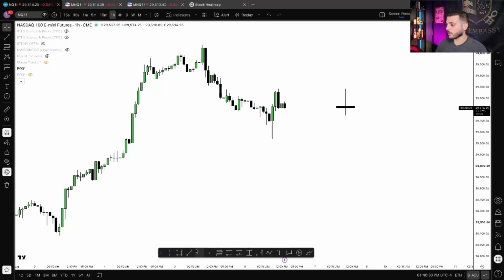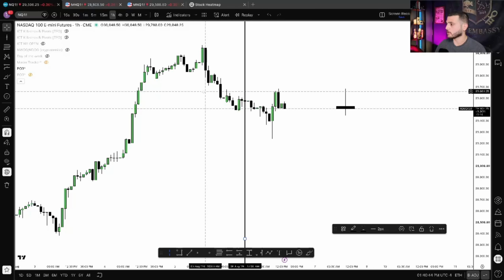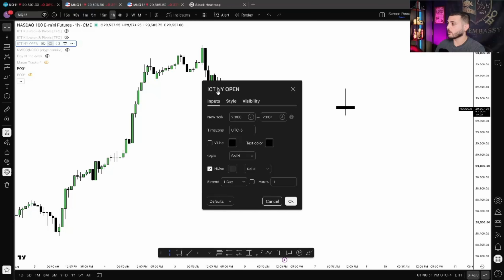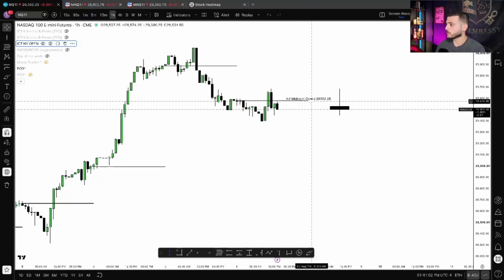So the first thing that I look for once I show up to the charts in the morning at 9 a.m., I go and mark out the midnight opening price. In this case, the midnight opening price is this candle right here. For me to do it easily and flawlessly, I don't draw it out manually. I go on this indicator here, ICT New York Open, and then I set the exact time of midnight, and then I just toggle it on, and then it shows me the opening price of the midnight open.